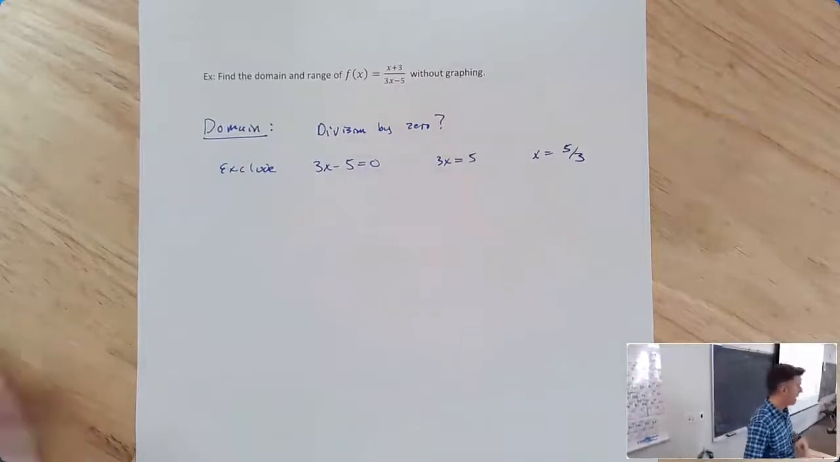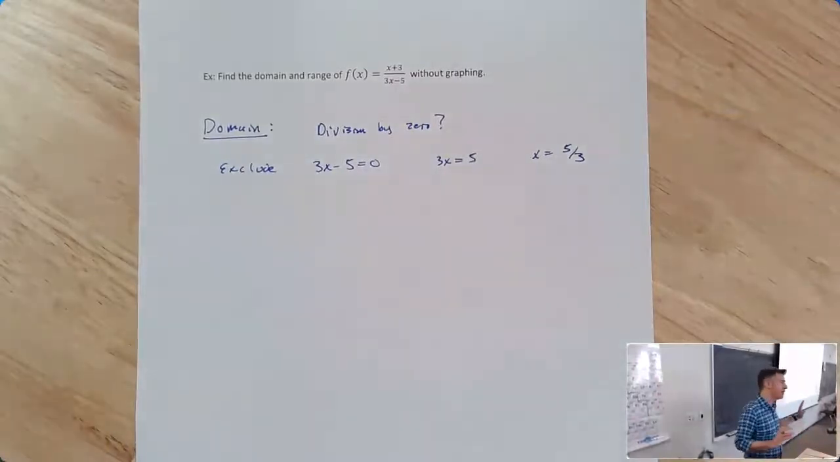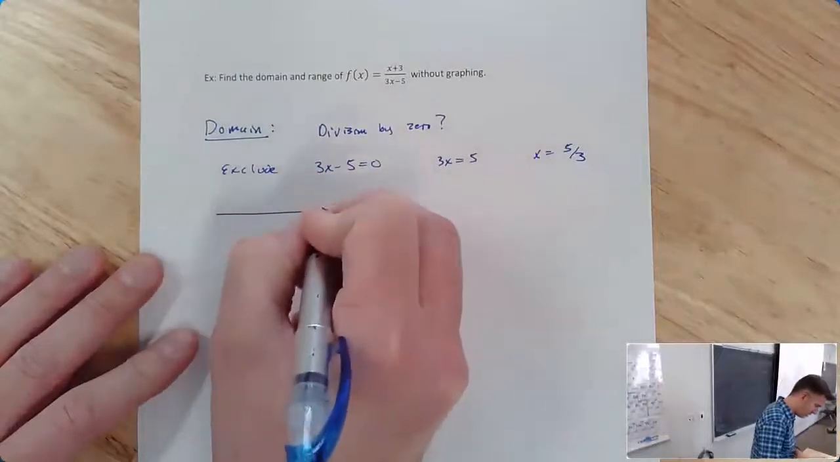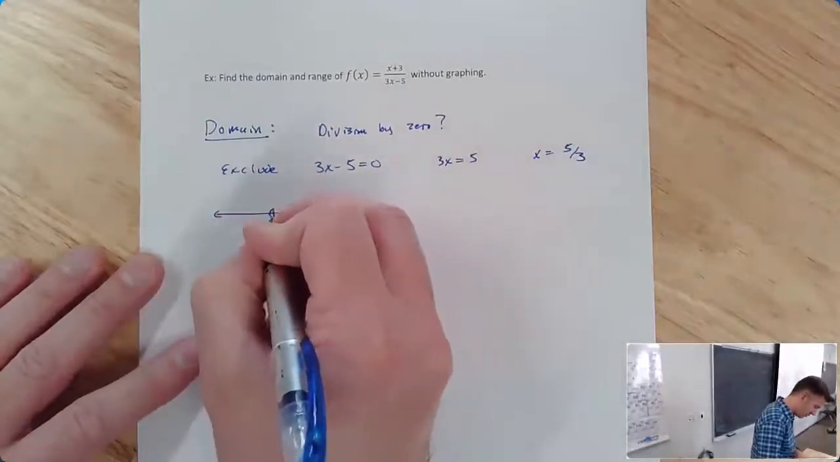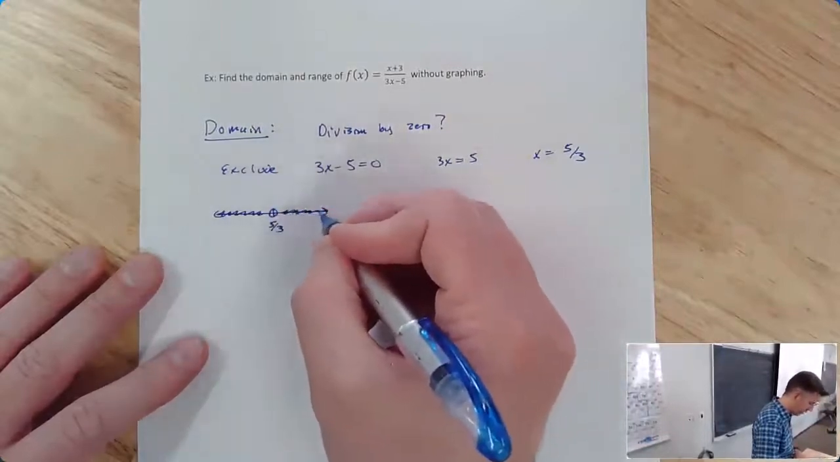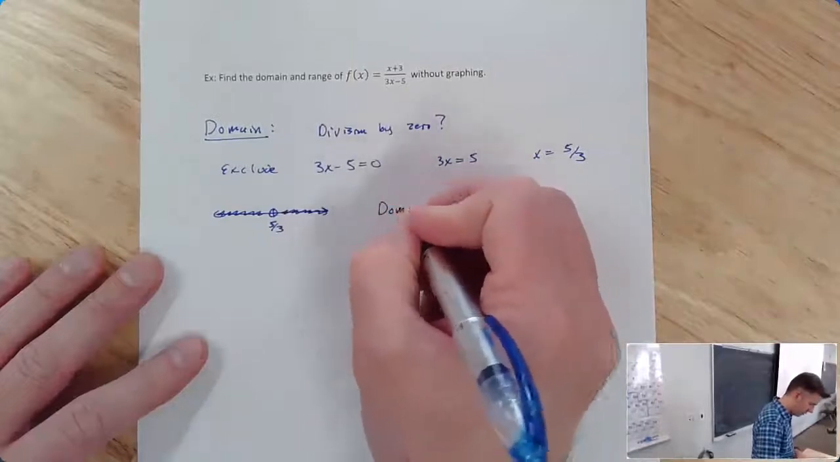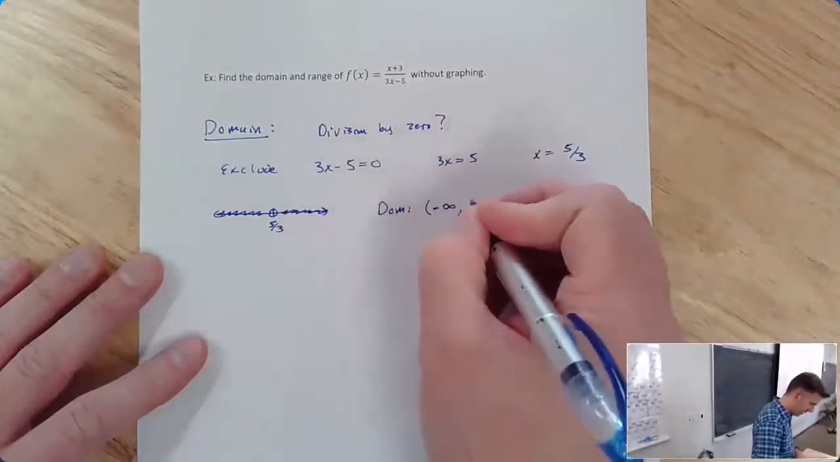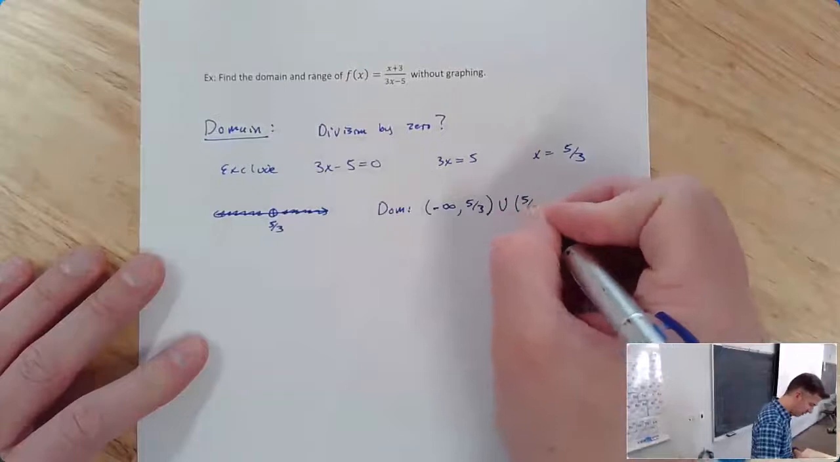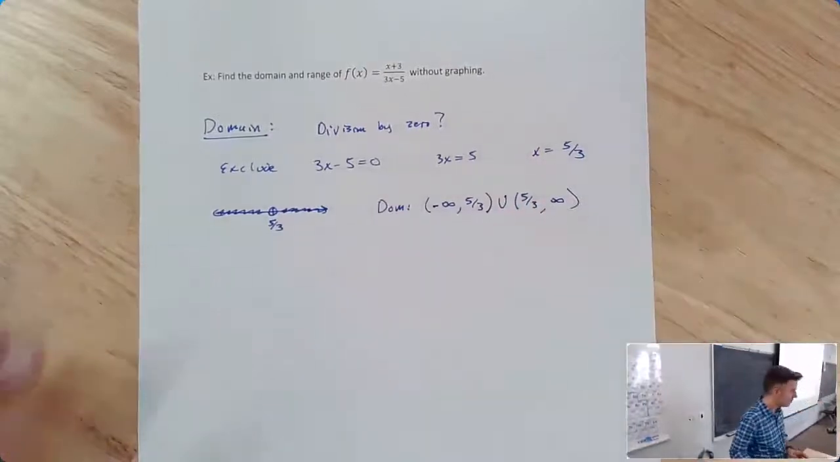So our domain is going to be everything. Well, we should definitely check the other 2 things real quick. Are there any square roots? No. Are there any logarithms? No. So we've checked all the things, and we only have this one thing to look at. Our domain here is everything but positive 5/3. You can do it this way and say we're missing that, we want everything else. You don't have to draw the number line, but I like to. So my domain is everything from -infinity up to 5/3 exclusive, union, everything from 5/3 exclusive to infinity.